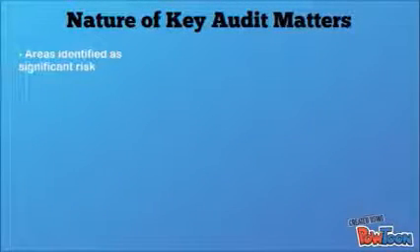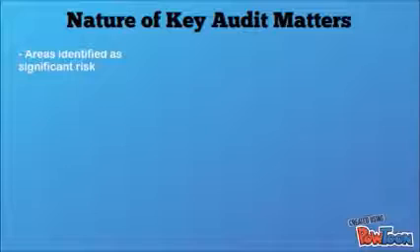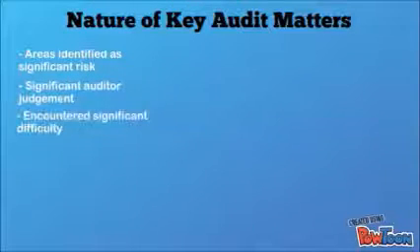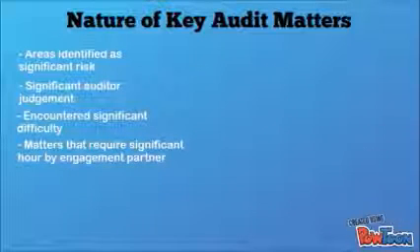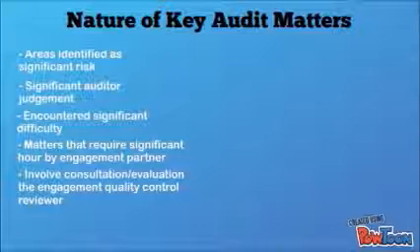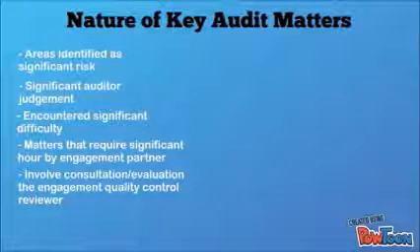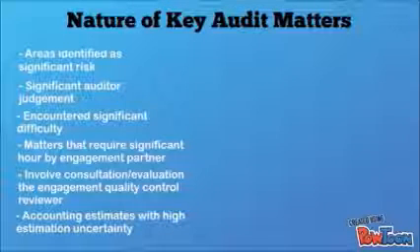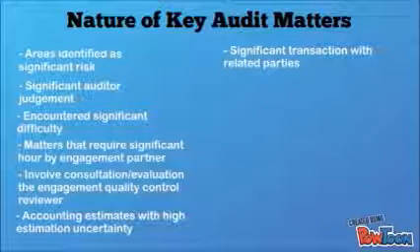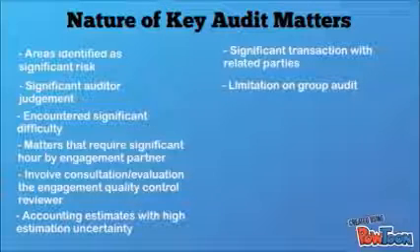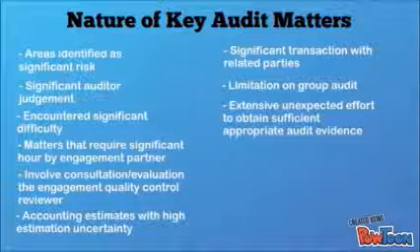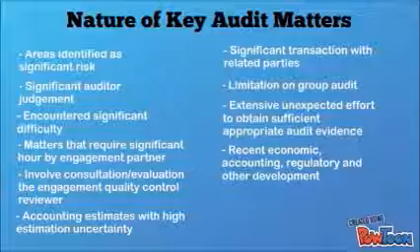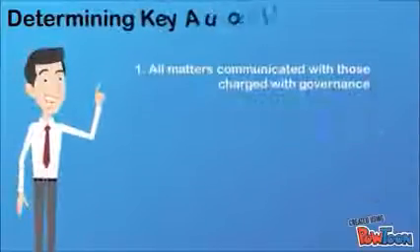Nature of key audit matters. Areas identified as significant risk. Significant auditor judgment. Encountered significant difficulty. Matters that require significant time by the engagement partner. Involve consultation, evaluation by the engagement quality control reviewer. Accounting estimates with high estimation uncertainty. Significant transactions with related parties. Limitation on group audit. Extensive unexpected effort to obtain sufficient appropriate audit evidence. And lastly, recent economic, accounting, regulatory and other developments.